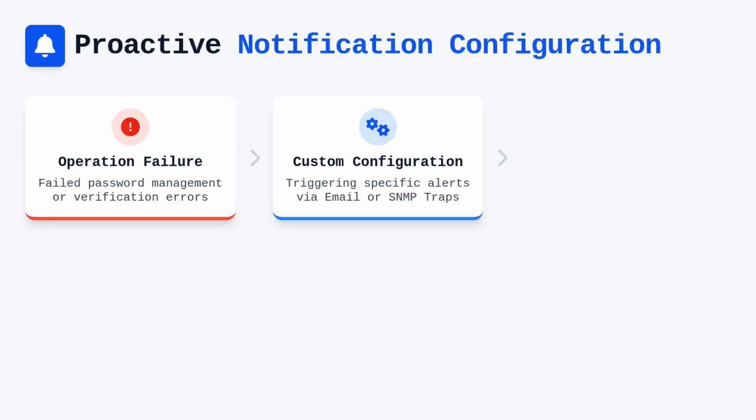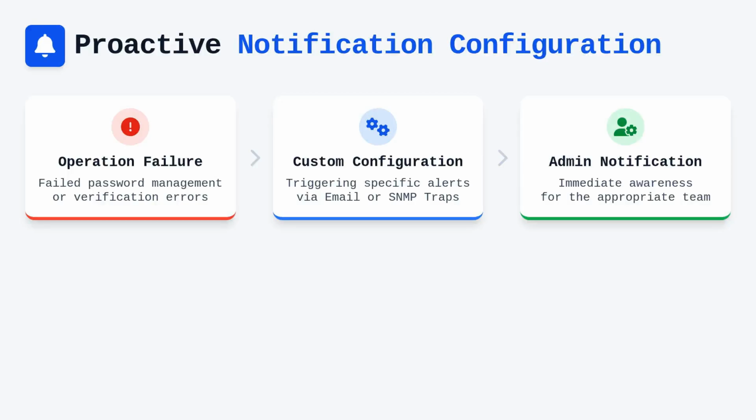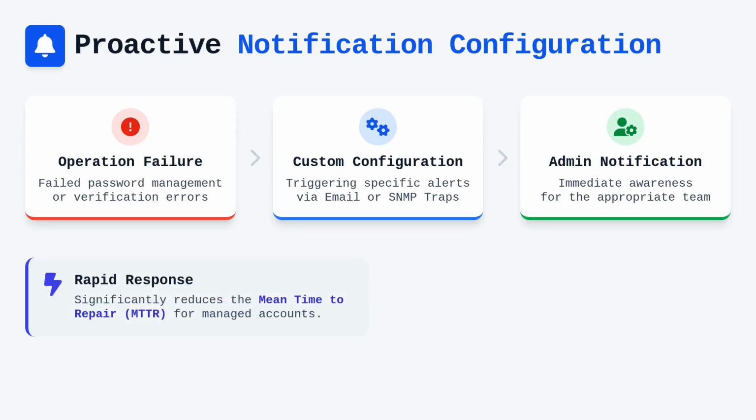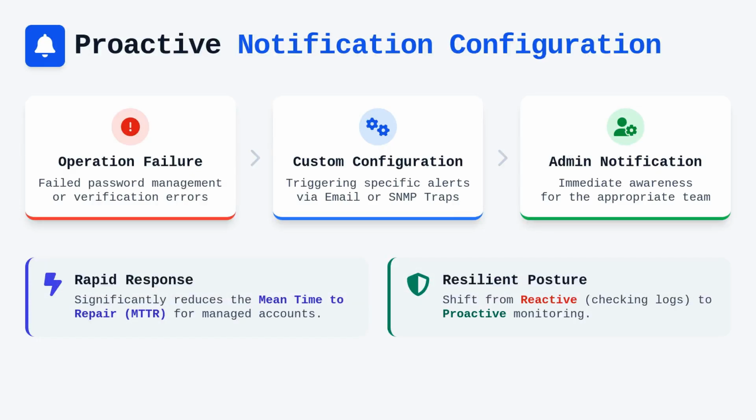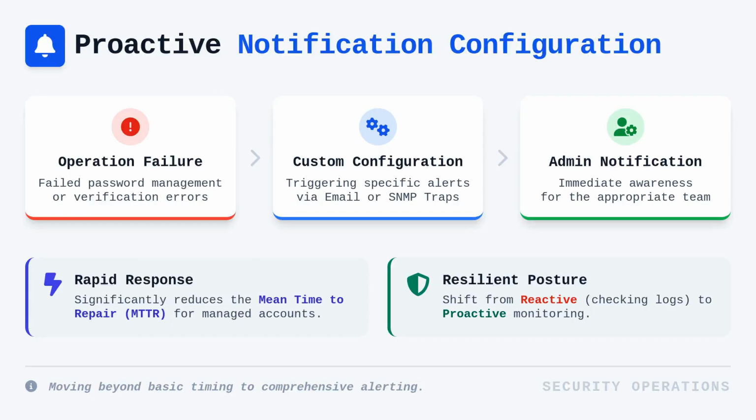This level of configuration allows you to define who needs to be contacted when a platform-specific issue arises, which significantly reduces the mean time to repair for managed accounts. It shifts your security posture from a reactive state to a more resilient, well-monitored environment where failures are visible and actionable.